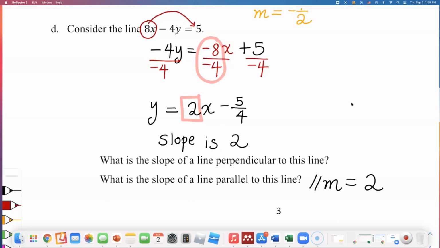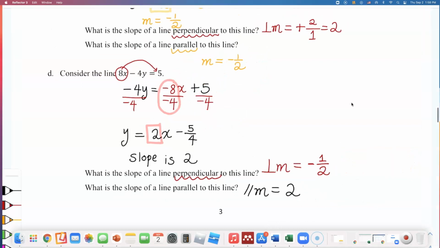And to be perpendicular to this line, it needs to be the opposite reciprocal. So it has to be a negative number. And if you flip the number 2 over 1, because 2 is 2 over 1, if you flip this, guess what you get? You get 1 over 2. So that is how you can find the slope of a line either parallel or perpendicular to the given line, okay?